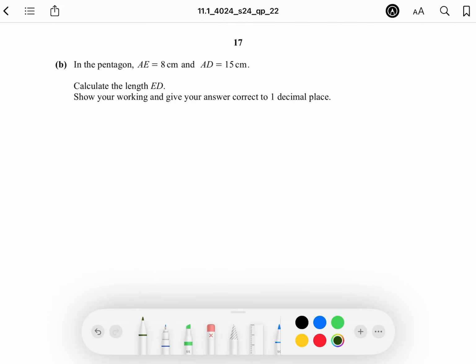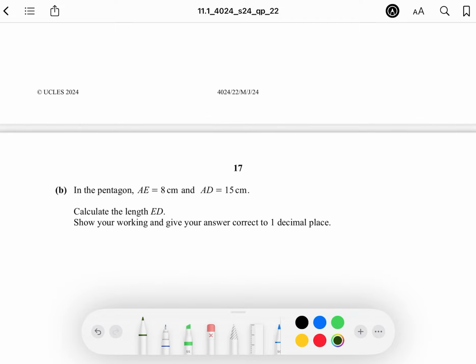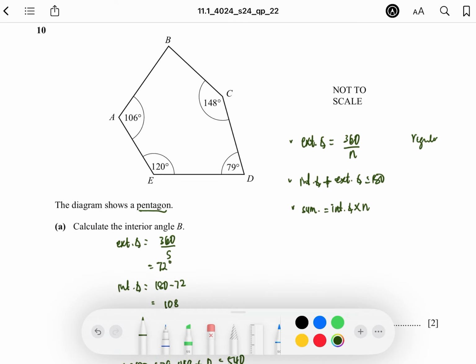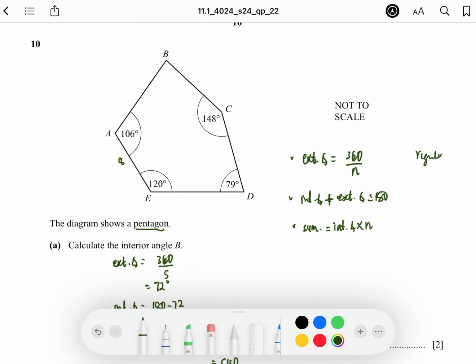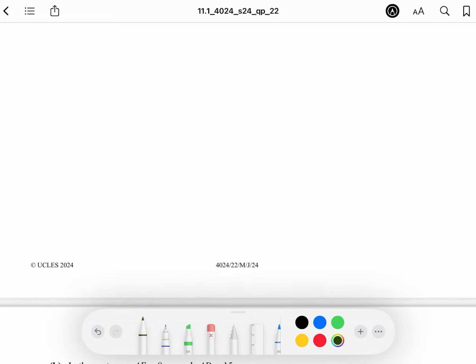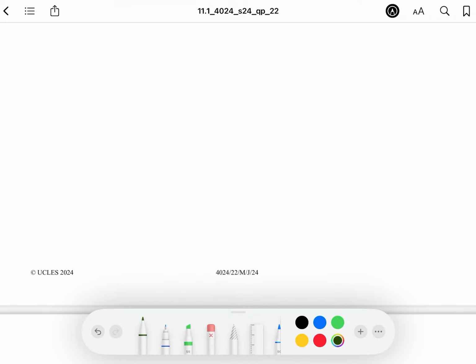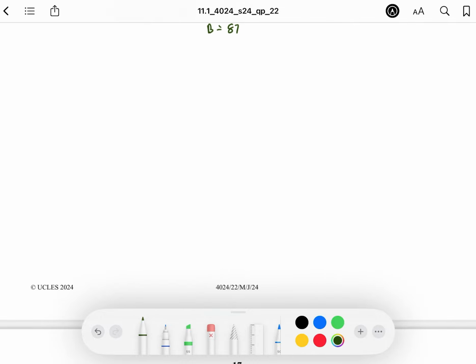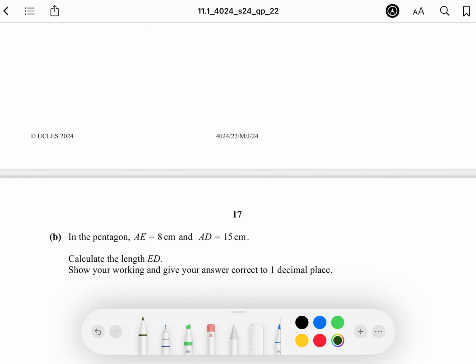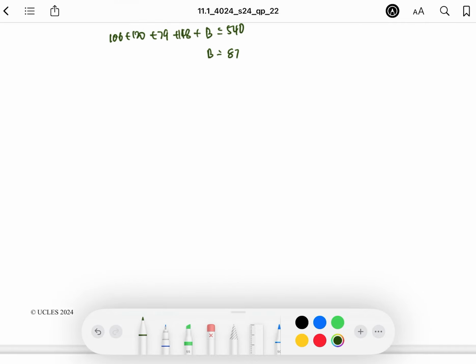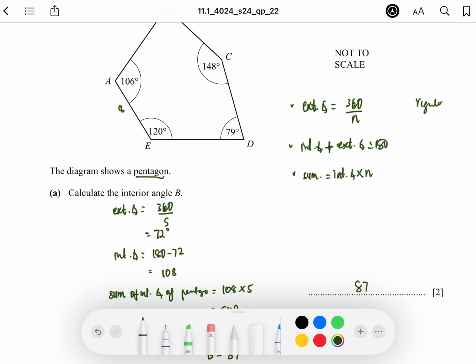In the pentagon, AE is equal to 8 centimeters and AD is equal to 15 centimeters. Calculate the length of ED. Show your working. AE equals 8, and then what was the other one? AD is equal to 15. Which means I just need to draw a line here. That's 15, and that's the one you need to find.